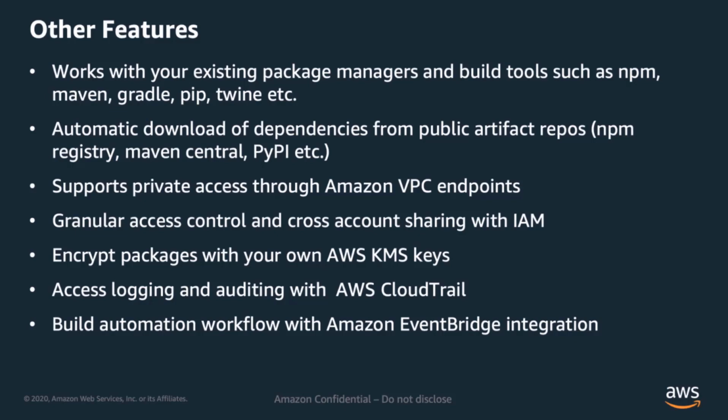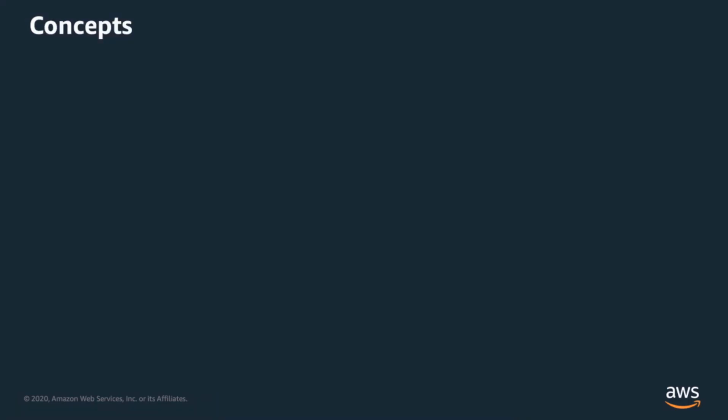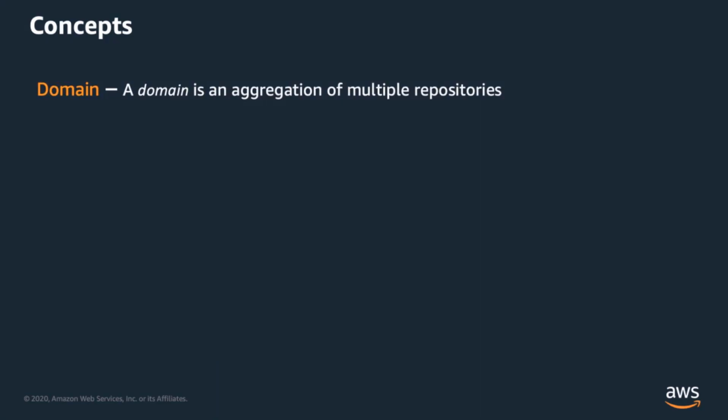Okay, so I've mentioned a lot of parts of this, and I'd like to just cover some of these concepts just to make sure that they're very clear. So the first one is a domain. As I mentioned before, a domain is just many repositories. It's owned by a single account.